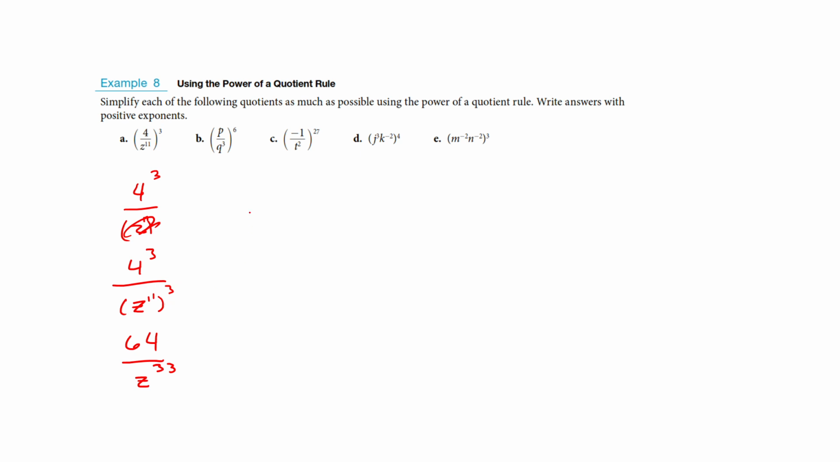Power to a power. Okay, so I'm going to give the 6 to both the top and the bottom. It would get p to the 6th, and q to the third to the 6th. He's going to get it as well. It would be q to the 18th.